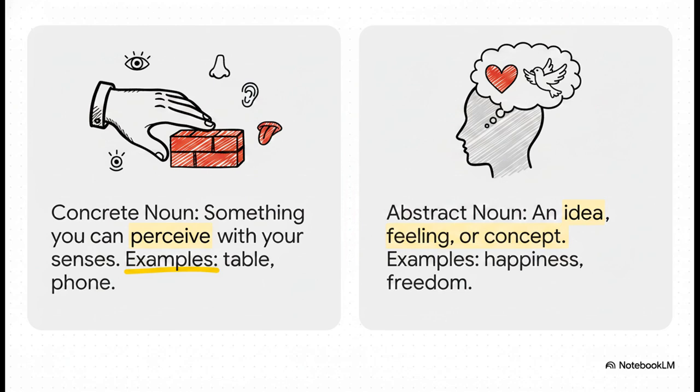Next, let's look at concrete versus abstract nouns. This one's all about your five senses. A concrete noun is a physical thing. You can see a table, you can hold a phone. But an abstract noun, that's an idea or a feeling. Things like happiness or freedom. You can feel them, you can experience them, but you can't physically pick them up.